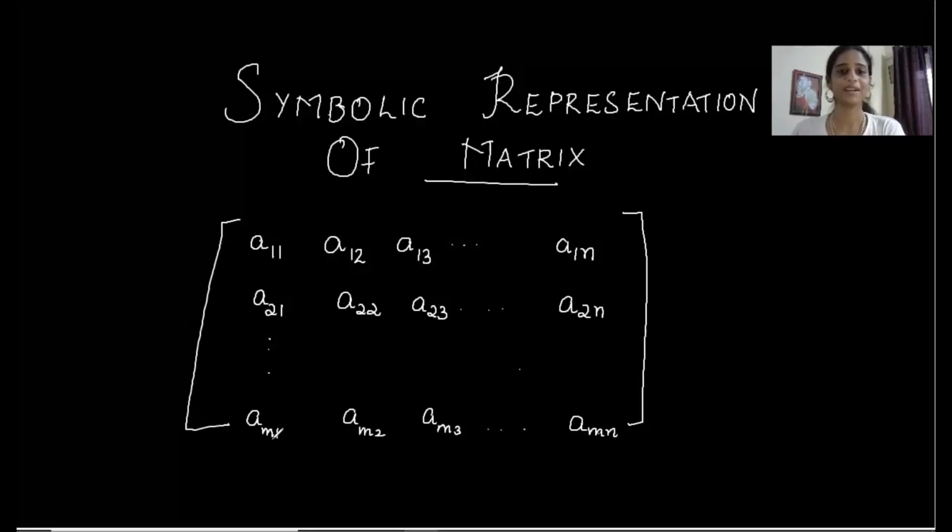M is the last row number. Last row number means, if this is a matrix, 1, 2, 3, 3, 4, 5, we have 2 rows here, first and second. So last row number means 2 here, like that. Here we don't know anything about the number of rows and columns. That is why we just symbolically represent a matrix like this.